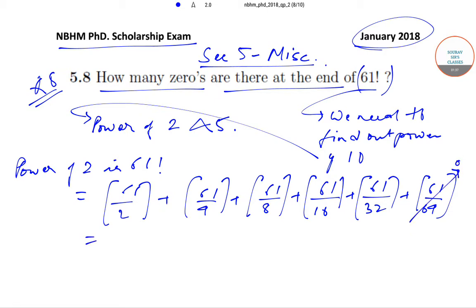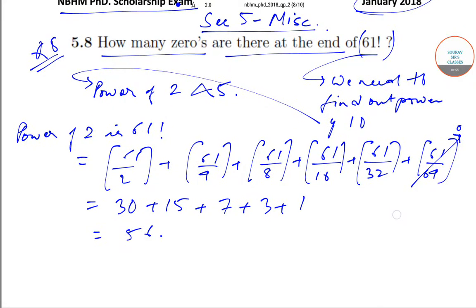So 61 by 2, this will be 30.5, so basically this will be equal to 30. 61 by 4, this will be 15.25, so 15, and this will be 7 plus 3 plus 1, so the total will be 56. So the power of 2 in 61 factorial is 56.